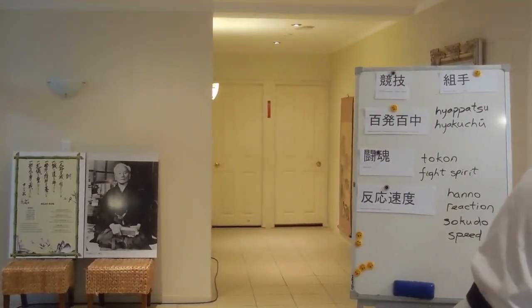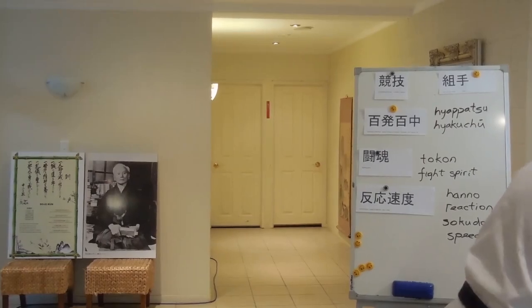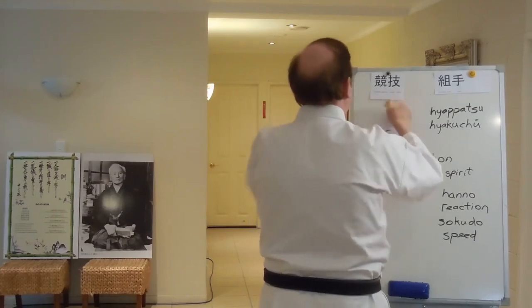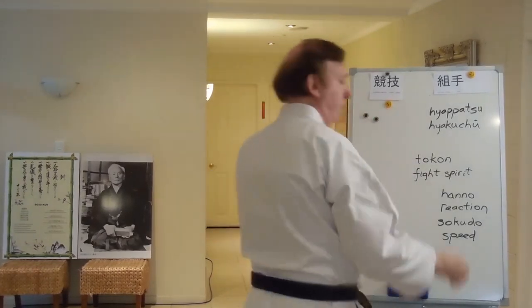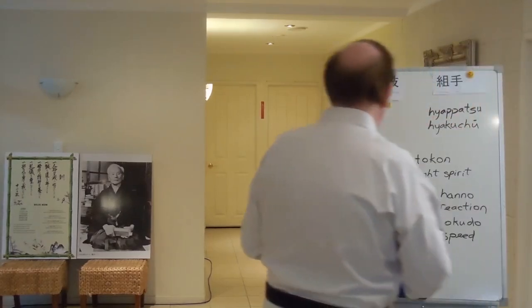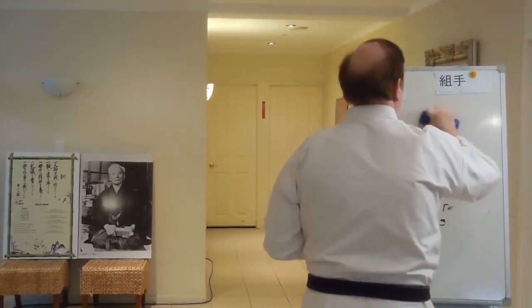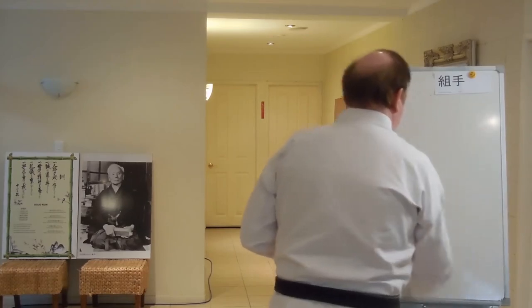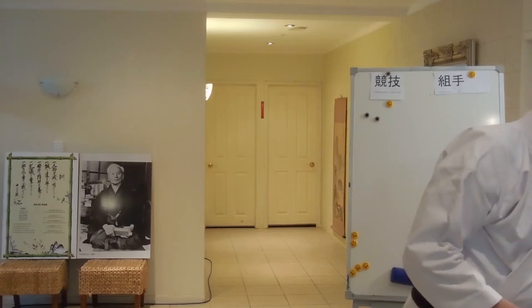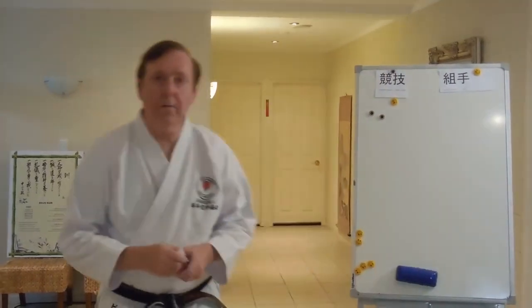Now, just to finish off this particular section, we'll go to our last part here. Oh, actually, that's kyogi kumite, yeah. So, okay, I think we're finished there. That's kyogi kumite. So we'll leave that at this point, then we'll finish off with the last bit.